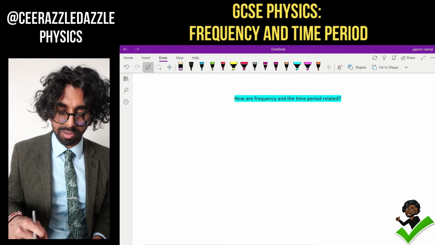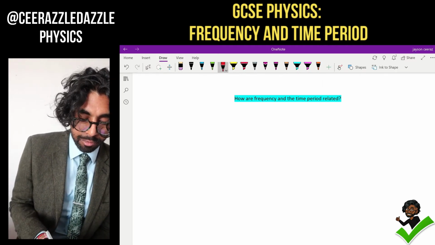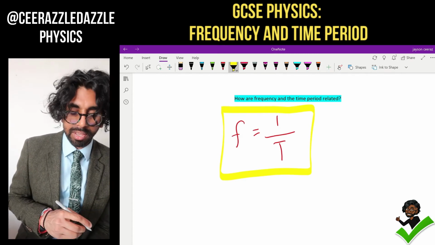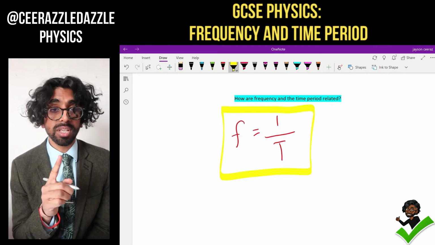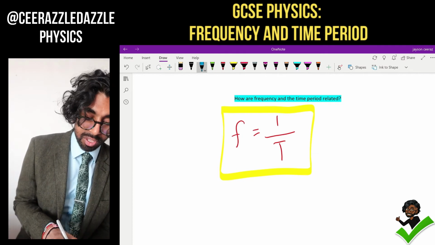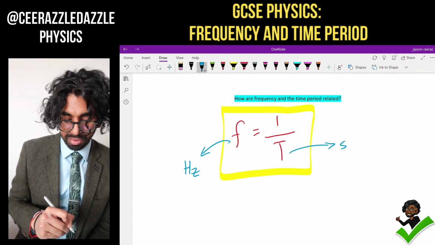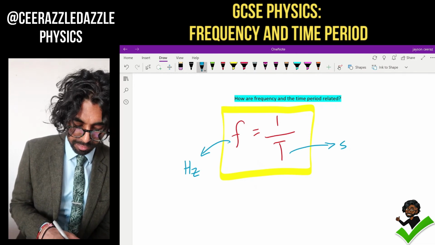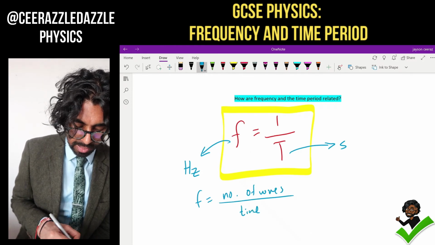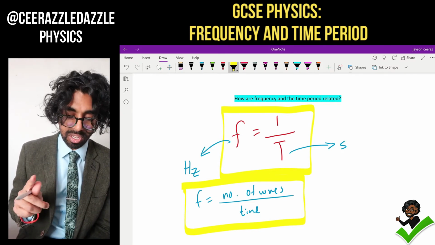Scrolling down, let's move on. How are the frequency and time period related? How are they both related to each other? Well, the frequency is equal to 1 divided by the time period. So now there are two formulas for frequency. The first one is number of waves divided by time, and the second is 1 divided by the time period. Frequency is still in hertz, capital H little z, and time period is in seconds. You have to look carefully when you're going to use them.